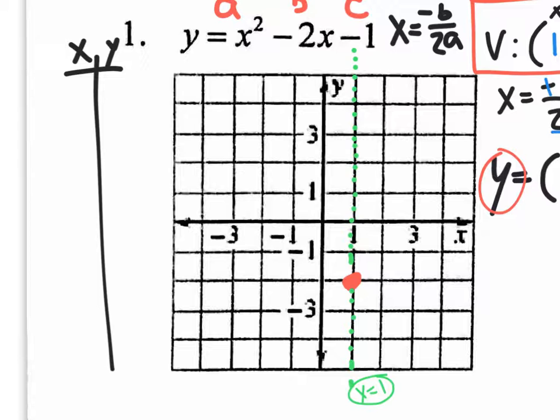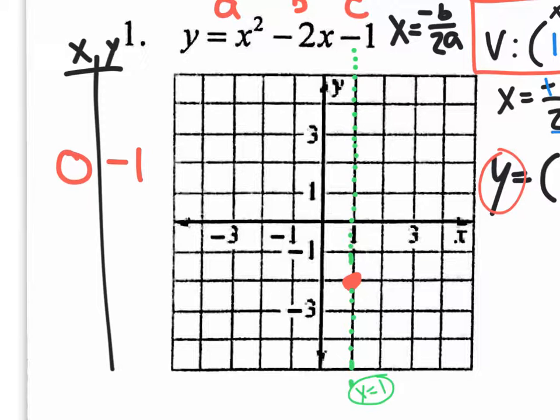0 is the easiest to plug in. If I do the input 0, think about it, we could do that in our head. Plug in a 0 right there, a 0 right there. It's going to be 0 squared. It's going to be 0 right there because 2 times 0 is 0. So 0 take away 0 is 0. And then 0 take away 1 is negative 1.